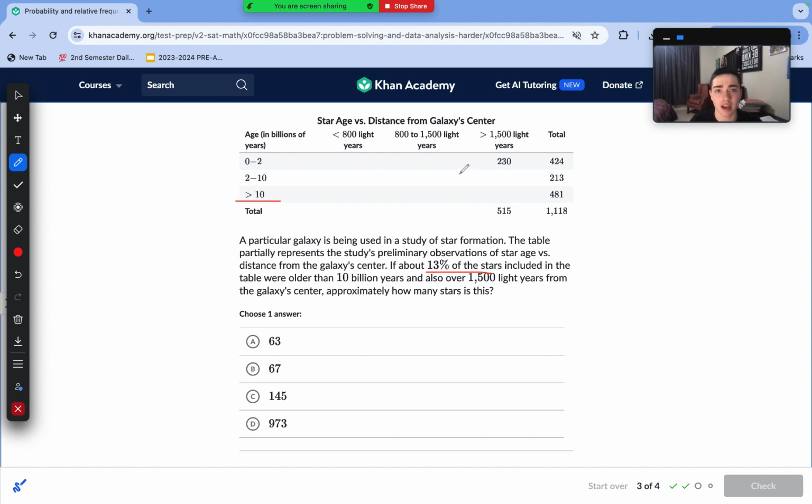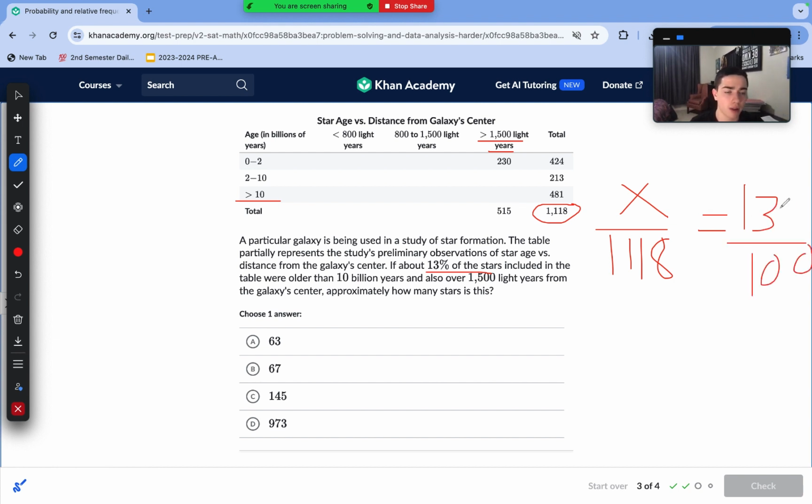So over 10 billion years and then over 1,500 light years from the galaxy center. So 13% of all the stars included in the table. So this number represents all the stars included in the table. So that's going to be our whole. Very similar to question number 2. We have our part up here. And then this equals 13 over 100.